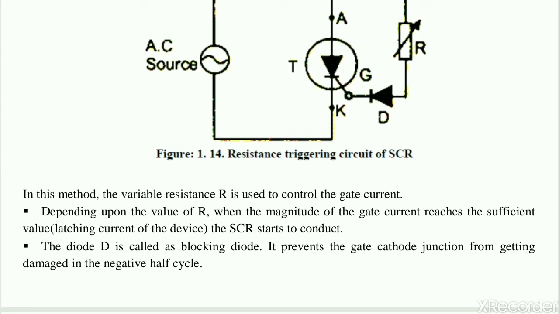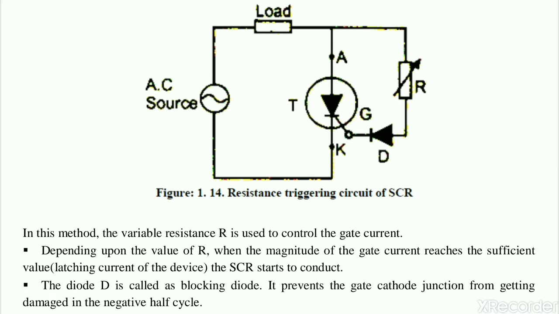So in this method, the variable resistor R is used to control the gate current. We can see in the circuit diagram, resistance R is connected to diode D, and diode D provides the gate supply to the gate terminal of SCR. So variable resistor R is used to control the gate current or gate supply through the diode D. Depending upon the value of R, when the magnitude of gate current reaches a sufficient value, that is latching current, the SCR starts to conduct.